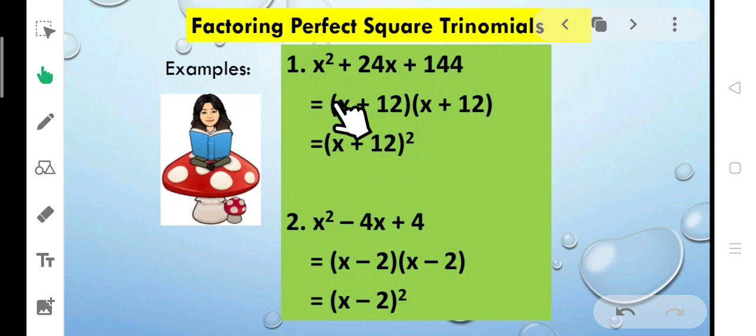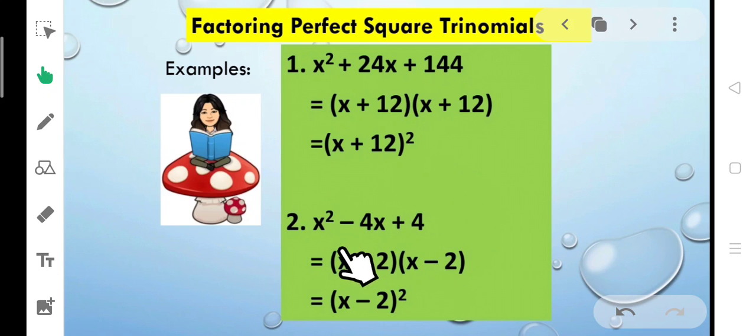So for x squared, the factors are x and x. Then for 144, the factors are 12 and 12. So just factor the first and the last terms. Okay, you will notice that the two binomial factors are just the same. So we have x plus 12 and x plus 12. So we can rewrite it as the square of a binomial. So we have the square of the quantity x plus 12.